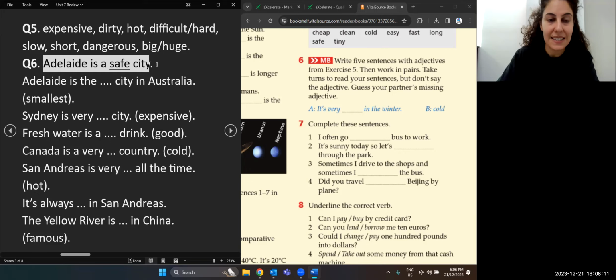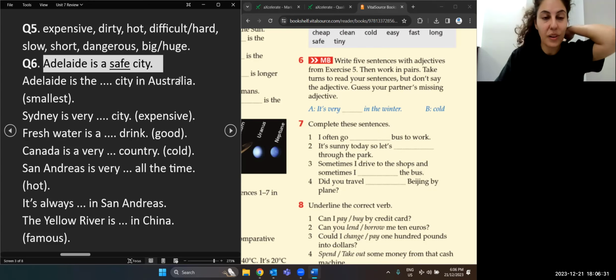So this first sentence is not a comparison. It's just stating a fact for one object. Adelaide is a safe city, but if I want to use that same adjective in a comparison, then Adelaide is the safest city in Australia because I'm comparing it to many cities, compared to Melbourne, Brisbane, Perth, Darwin.